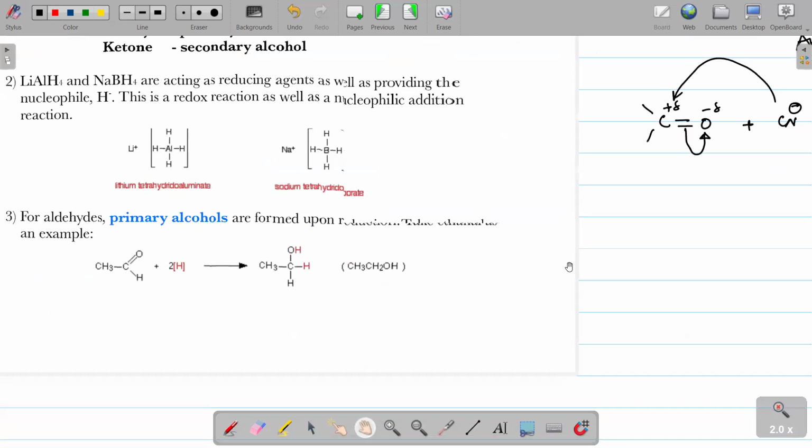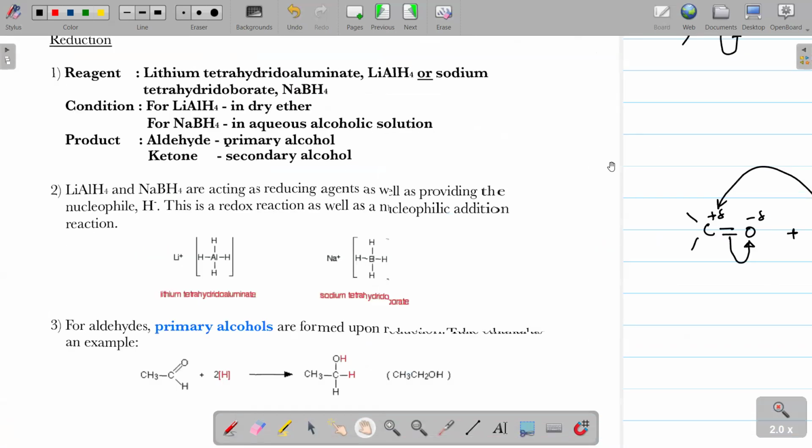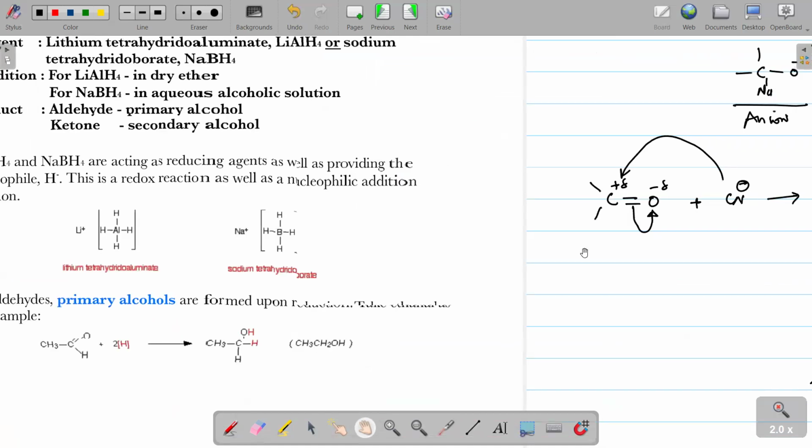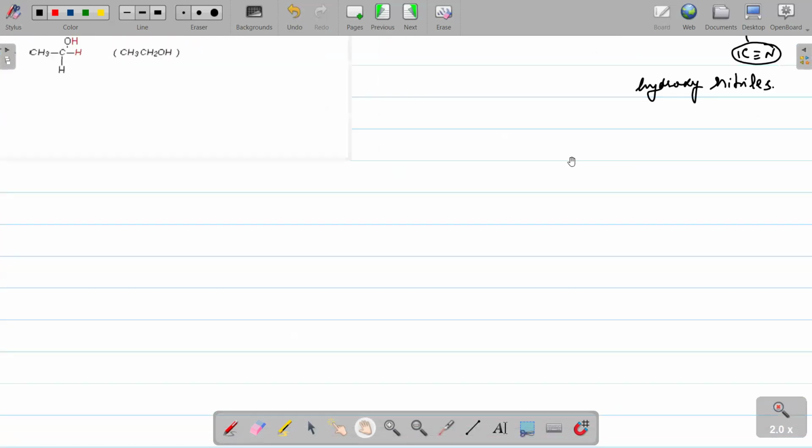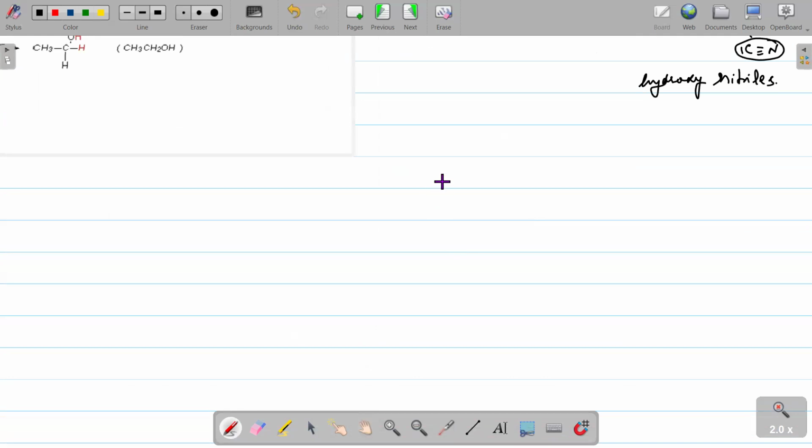So let's see these types of reactions. But another type of reaction, as I said yesterday, one more thing: when we have aldehydes and we treat them with an oxidizing agent, we know that aldehydes are oxidized to carboxylic acids.